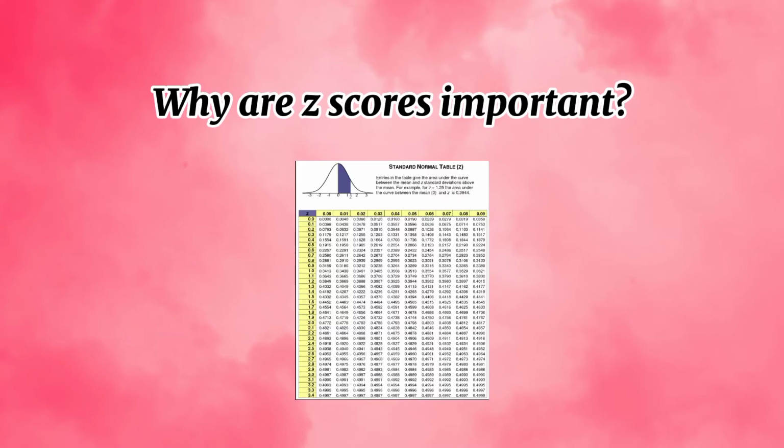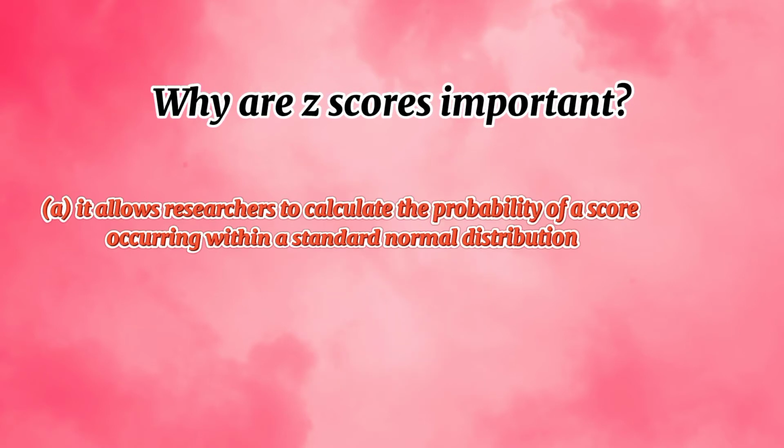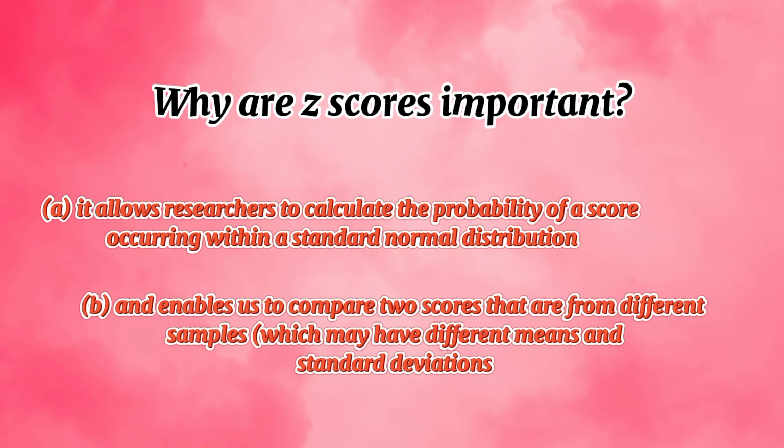Why are z-scores important? It is useful to standardize the values of a normal distribution by converting them into z-scores, because it allows researchers to calculate the probability of a score occurring within a standard normal distribution. Z-scores also enable us to compare two scores that are from different samples, which may have different means and standard deviations.